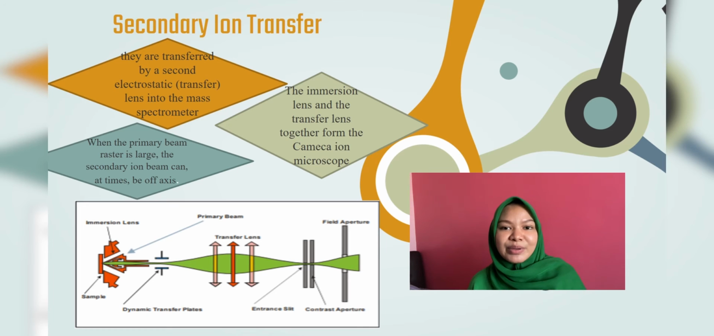When the primary beam raster is large, the secondary ion beam can at times be off-axis. This results in aberrations at the entrance slit of the spectrometer and prevents clean separation of the different masses.